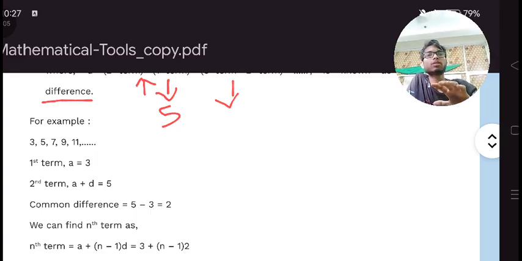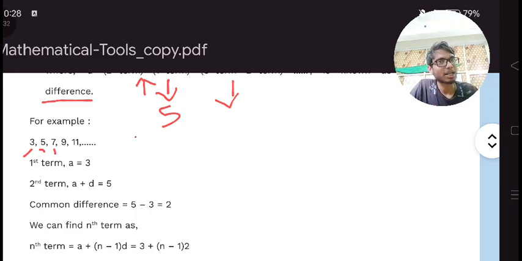By observing, we are saying that yes, this is a series of odd natural numbers. We are giving more clarification. So first term would be what? Just 3, second 5, third 7. Like that you will identify.